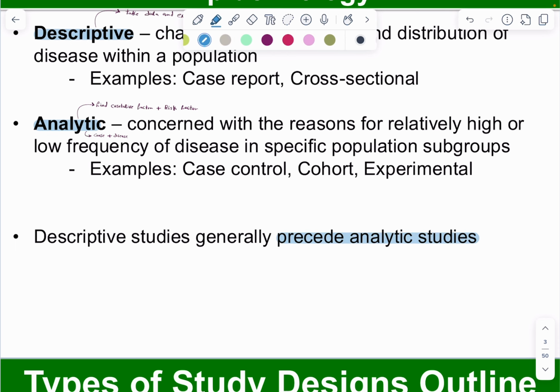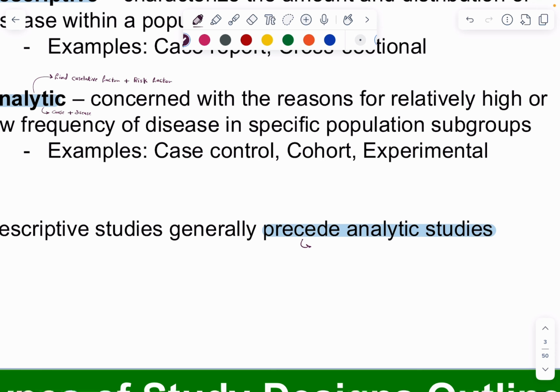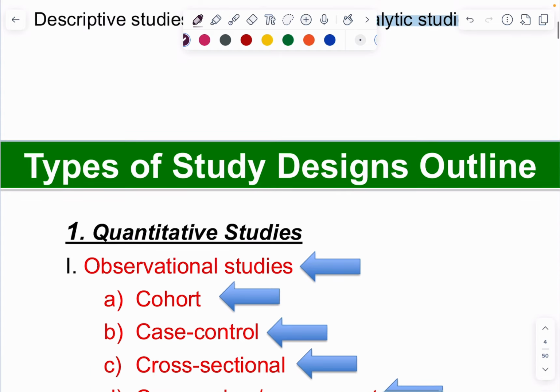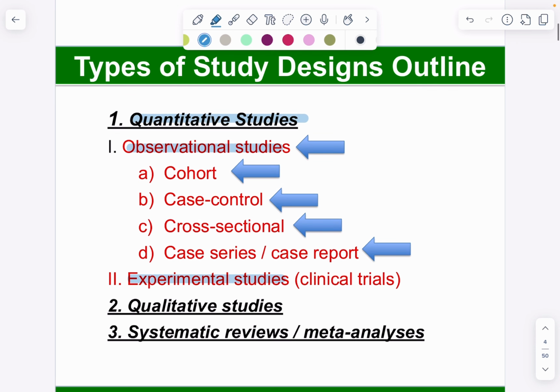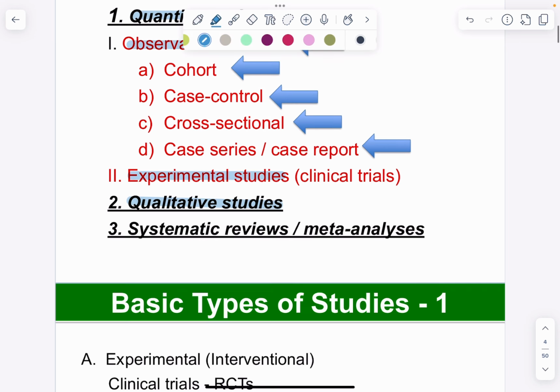So quantitative studies, the other way of dividing the study designs is quantitative and qualitative. Quantitative studies are further divided into observational and experimental. And this is the most famous classification, by the way. This is the shortest one, and this is completely reduced. So we are going to discuss this classification. Quantitative is further divided into observational and experimental. Then the second is the qualitative study, and third is the systematic reviews or meta-analysis. So all of this we are going to discuss.